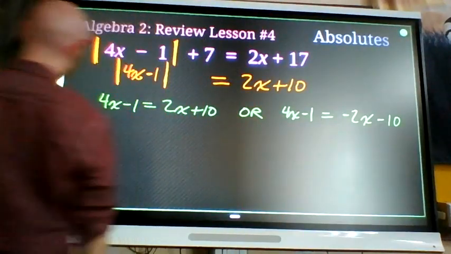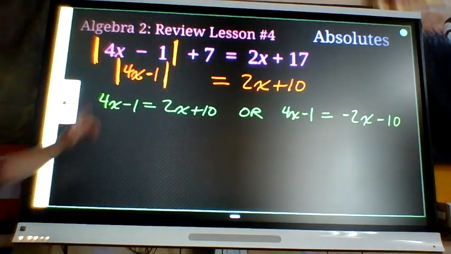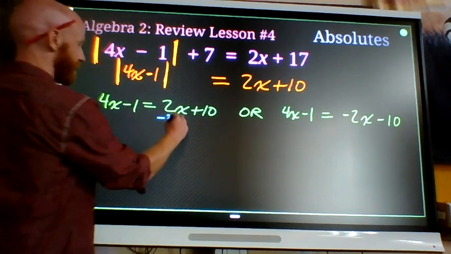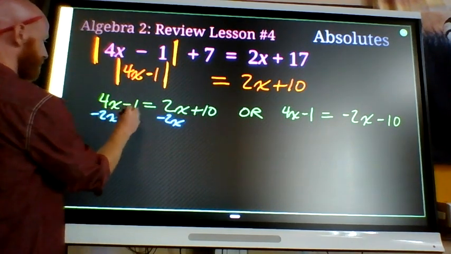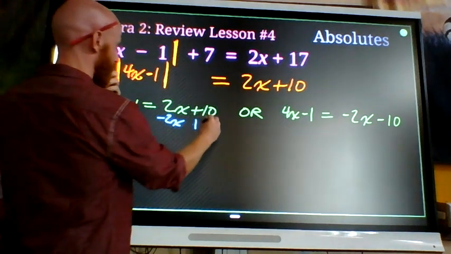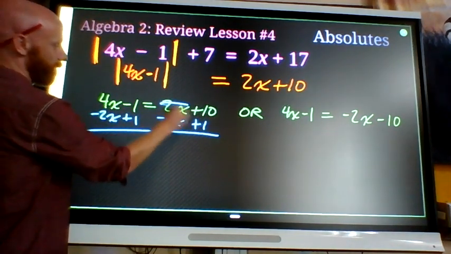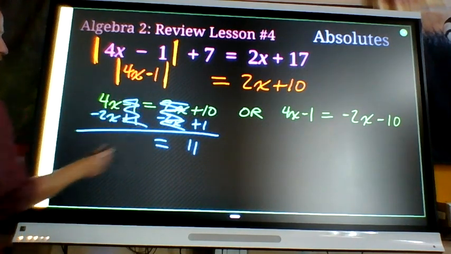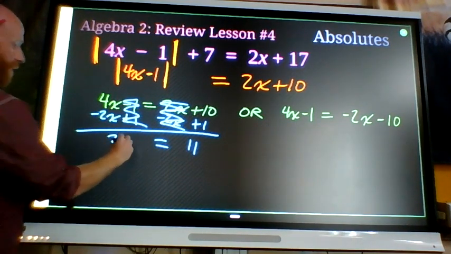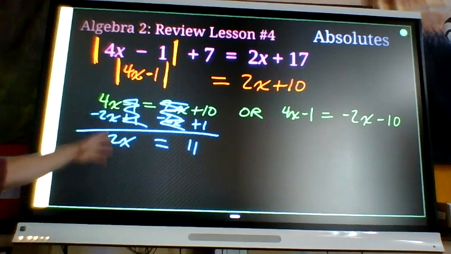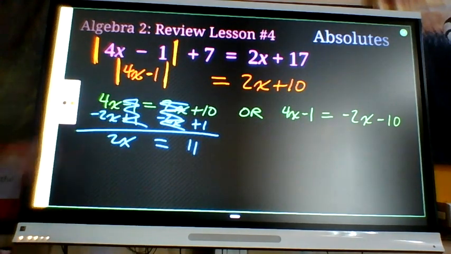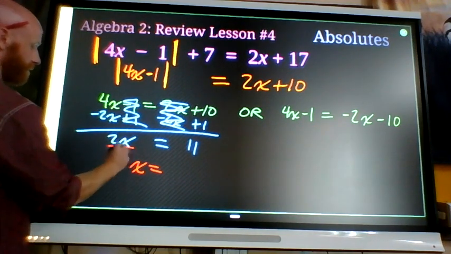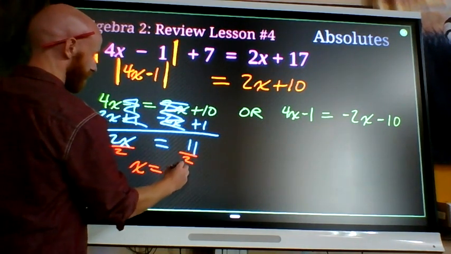We do the math as before. Subtract 2x from both sides. Add 1 to both sides. These will cancel. We'll get 11. These will cancel. We'll get 2x. 2x is 11. Divide both sides by 2. And we'll get x equals 5.5.